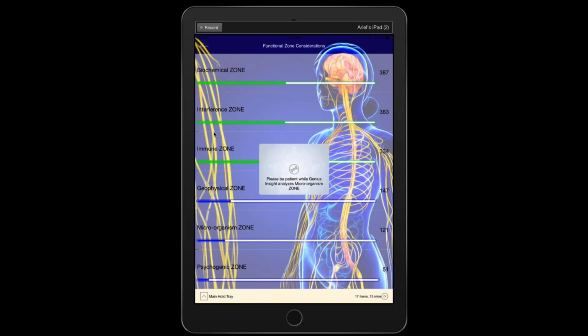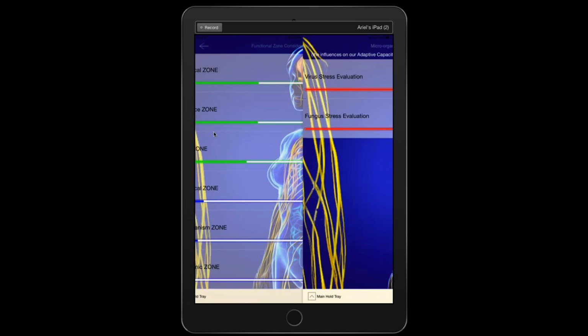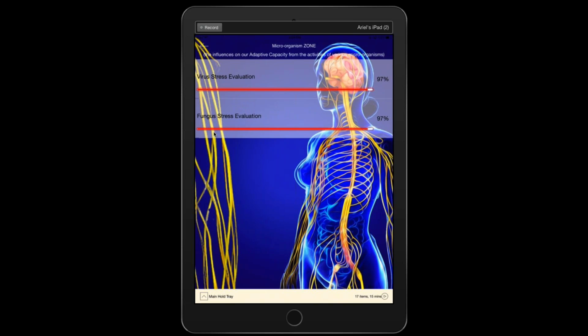Let's go ahead to microorganism zone and let's see what that's all about. It takes a couple of minutes to do these because they're really, really powerful, and they're taking in a lot of information in the energetic field, some of which goes to the deep subconscious.